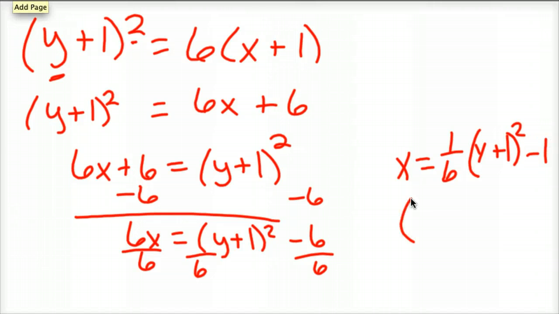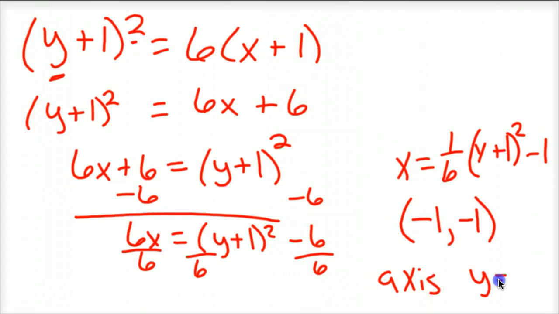So I know my vertex, so see if you can get it ahead of me. Maybe hit pause. But my vertex would be (-1, -1). And my axis of symmetry, oh, this one's kind of nice, is y equals -1. So this became -1, this stayed -1. And kind of nice that it ended up the same. But so that's that one. And you could graph that. I mean, because of the 1/6, this would be a fairly wide graph opening to the right.